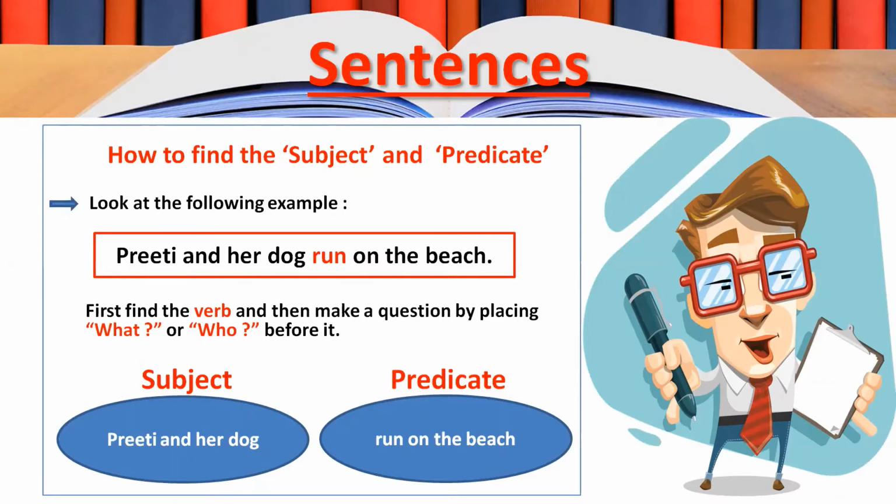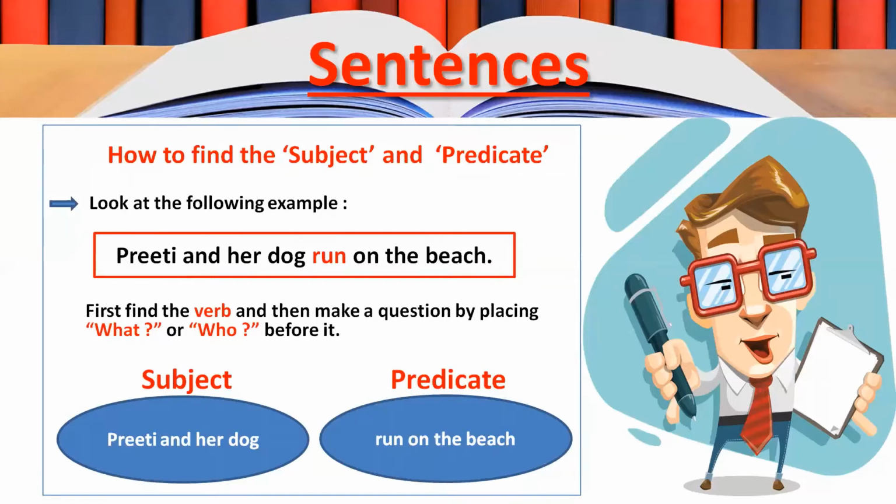So, after finding the verb, you make a question by placing what or who before it. We will ask, what run on the beach? Do we get any answer? No. Then we will ask, who run on the beach? Do we get the answer here? Yes. Who run on the beach? Preeti and her dog. Both. Not only Preeti and not only dog, but Preeti and her dog. So our subject is Preeti and her dog.